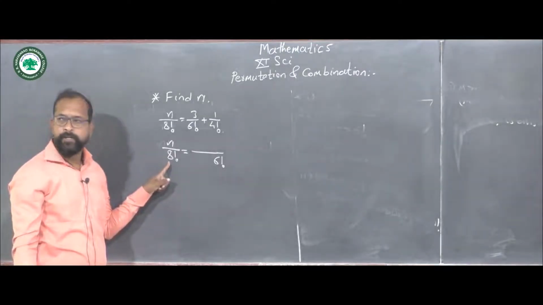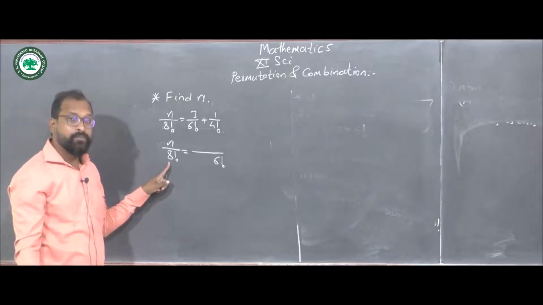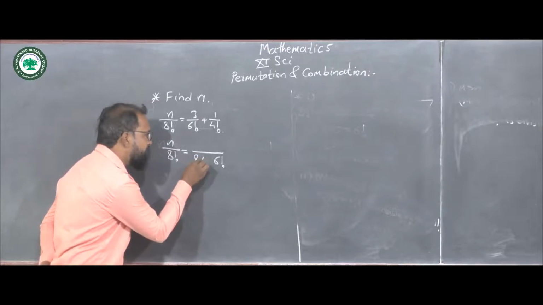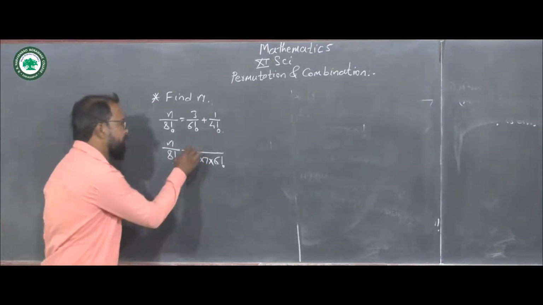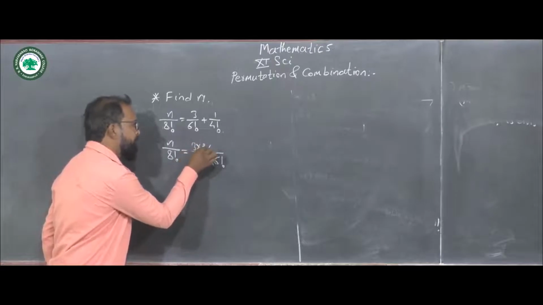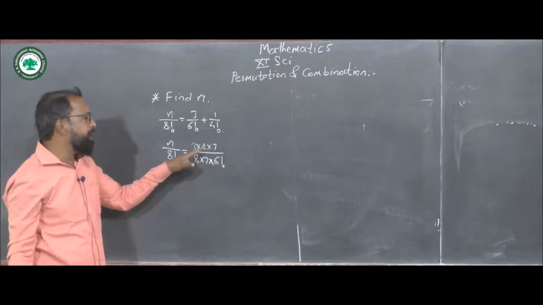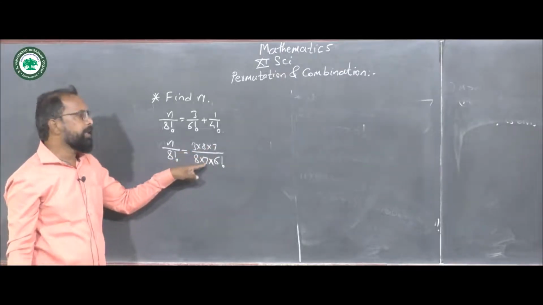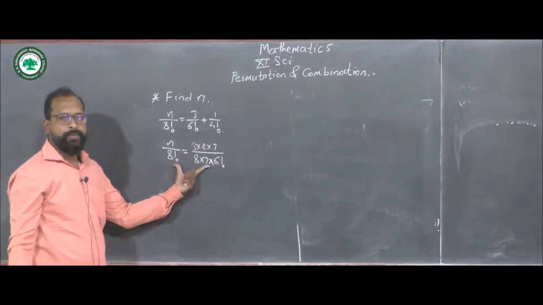Now what is 8 factorial? 8 factorial is nothing but the multiplication from 8 to 1. So here we write an additional 8 into 7, and here also 8 into 7. That is, in the first term of the RHS, we multiply and divide by 8 into 7. So totally this becomes 8 factorial.